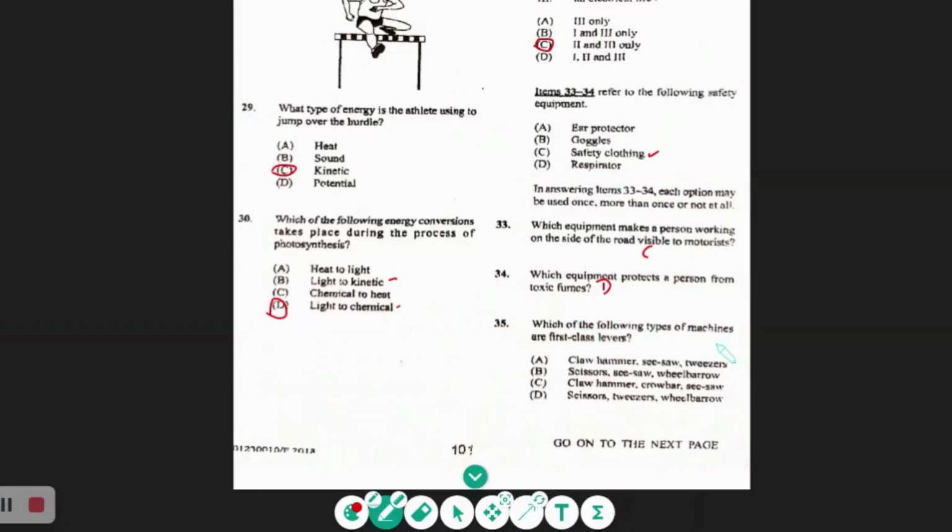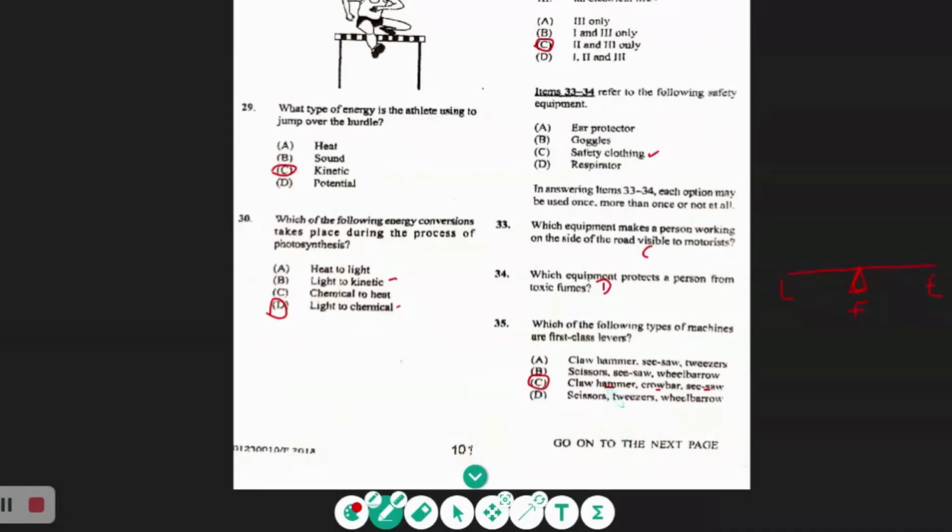35. Which of the following types of machines are a first-class lever? So what is a first-class lever? What makes a first-class lever? Remember, when we're talking about levers, we have the fulcrum or the pivot, we have the load, as well as the effort. The first-class levers, let's say this is the pivot or the fulcrum in the middle. Then you have the load on one side, and you have the effort on the other side. So this is first class. So which of these examples show this? The answer would be C. The claw hammer, the crowbar, as well as the seesaw is examples of first class levers.